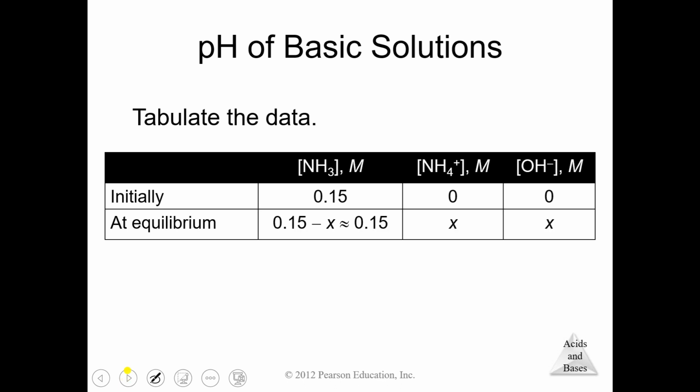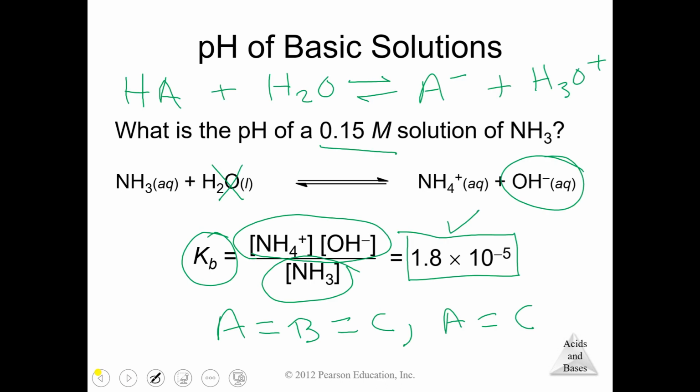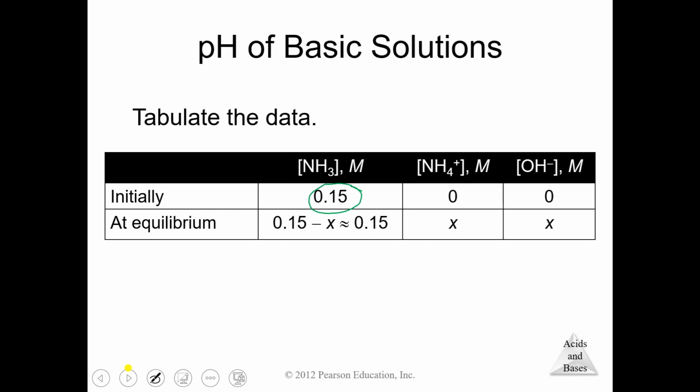We know we started out with 0.15 molar. That comes right from the chemical equation, or from the given information in the problem. We know we initially have nothing of NH4 plus and nothing of the hydroxide ion. So at equilibrium, we're going to have 0.15.